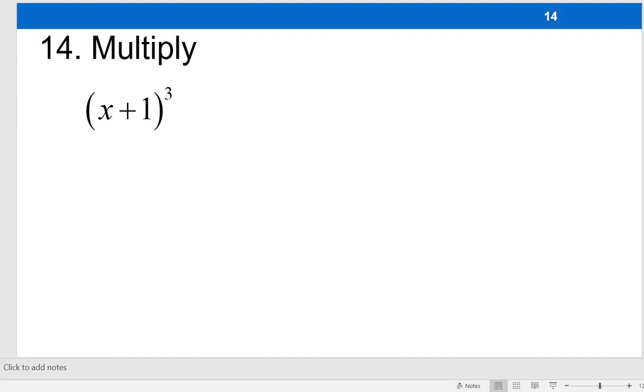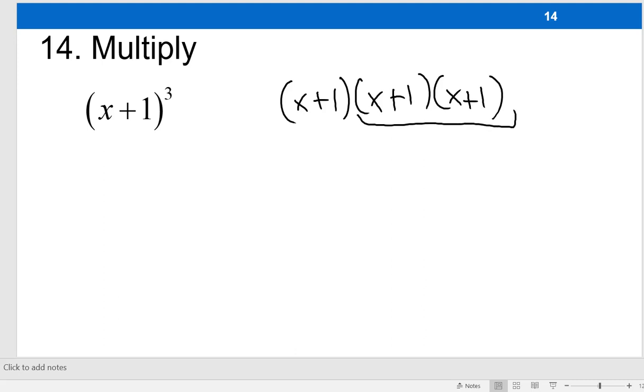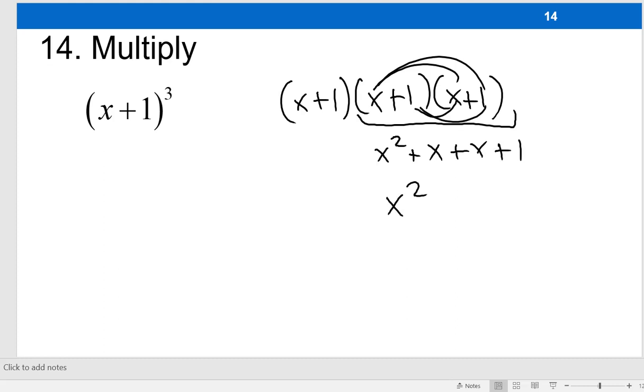This one's a little messier. x plus 1 to the third means, so what I'm going to do is I'm going to start by just distributing the first two. That gives me x squared plus x plus x plus 1. So x squared plus 2x plus 1. But I still need to multiply that by another x plus 1.